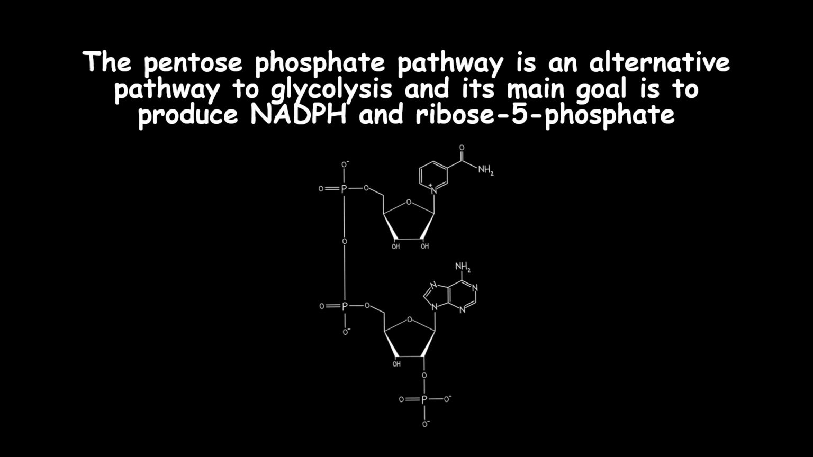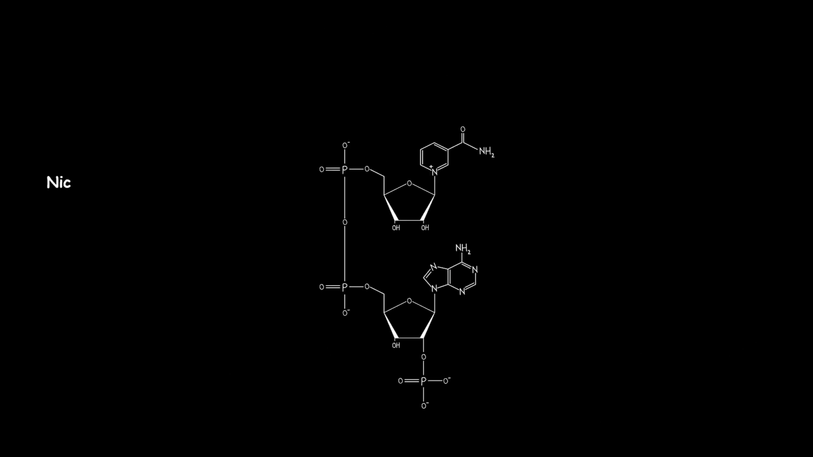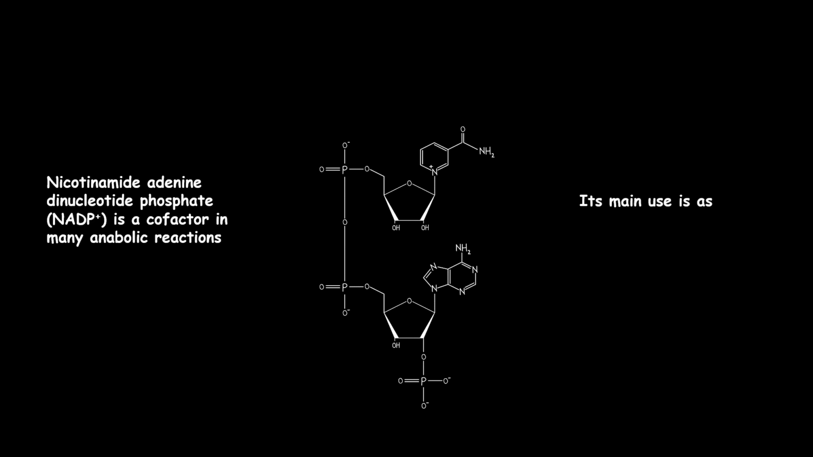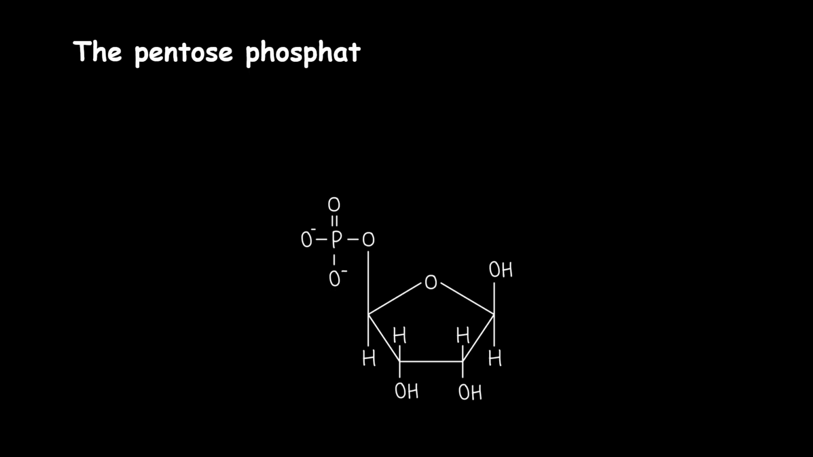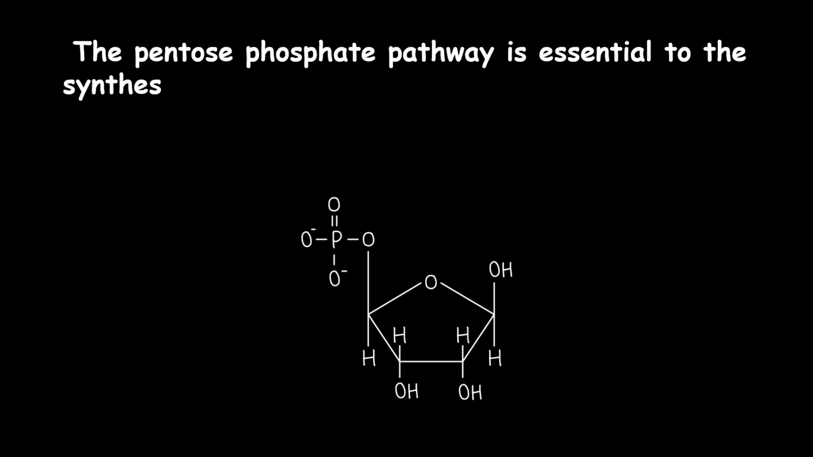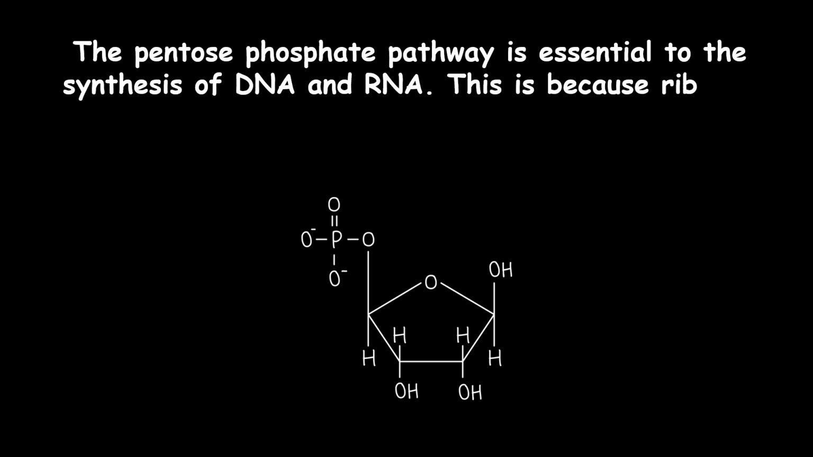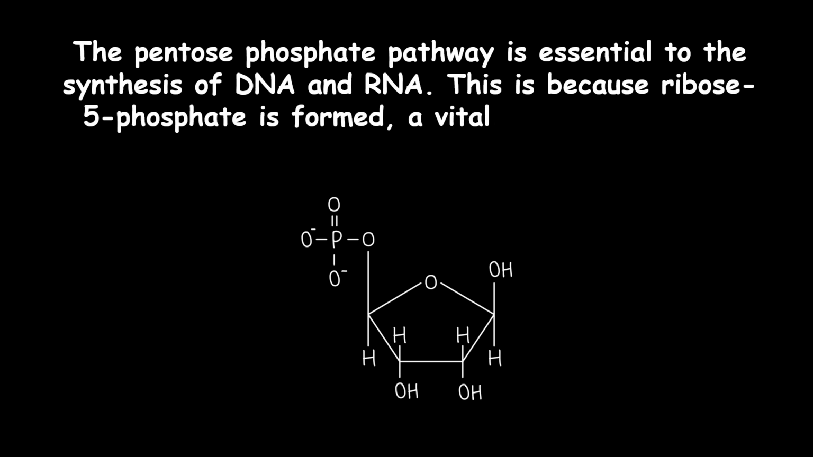This here is NADPH. Nicotinamide adenine dinucleotide phosphate is a cofactor in many anabolic reactions. It can play a role in protection against oxidative stress, however, it's primarily used in the reductive biosynthesis of fatty acids, cholesterol, neurotransmitters, and nucleotides. One of the products, ribose 5-phosphate, is an essential product of the pentose phosphate pathway, a vital part of DNA and RNA nucleotides.